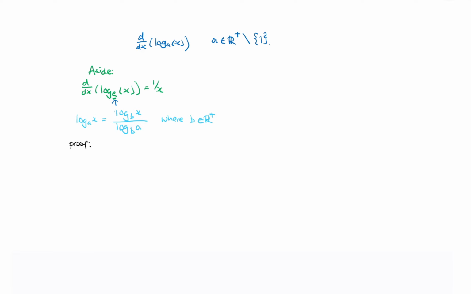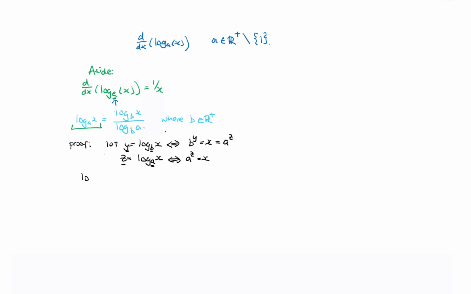So let y equal log_b of x, and let z be log_a of x. Now we can rewrite it in index form. So b is the base, y is the power, so b to the power y is x, and a is the base, z is the power, so a to the power z is x. And because a to the power z is x, we're going to say that b to the power y is the same thing as a to the power z.